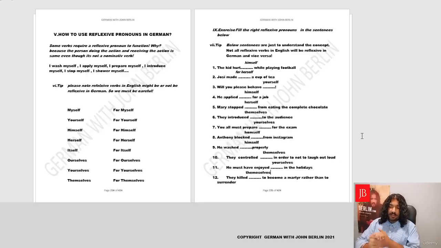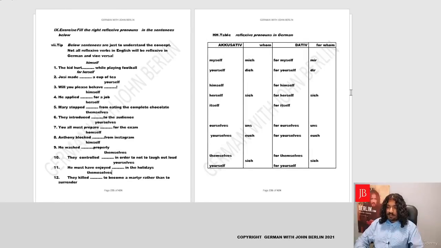So all these examples are basically when the person is doing something to himself. Hurting himself, stopping himself, preparing himself. So all these are reflexive pronouns. So to understand these reflexive pronouns, we have a table right in front of us.